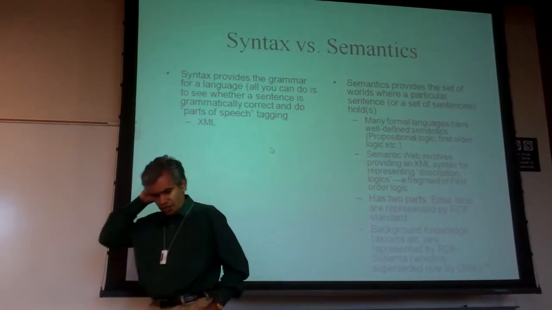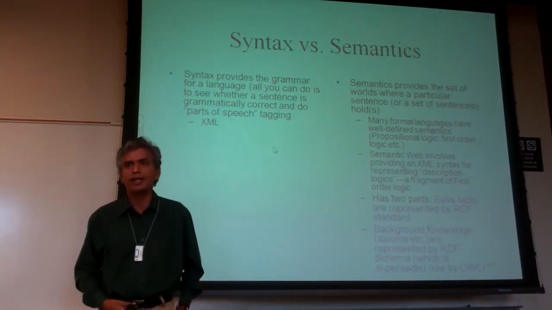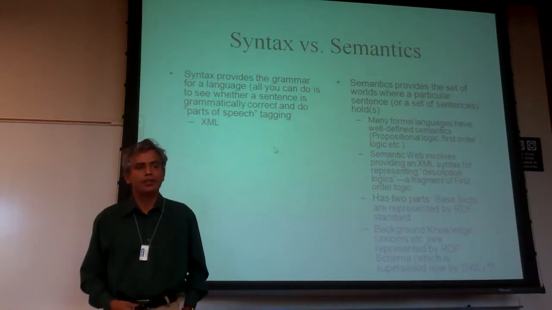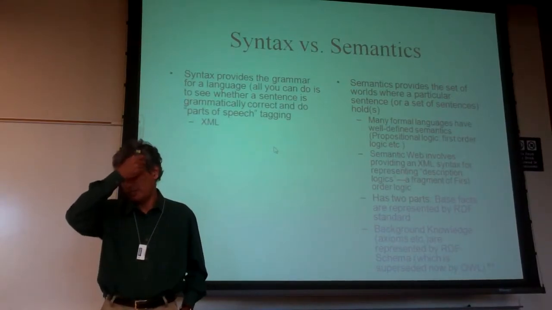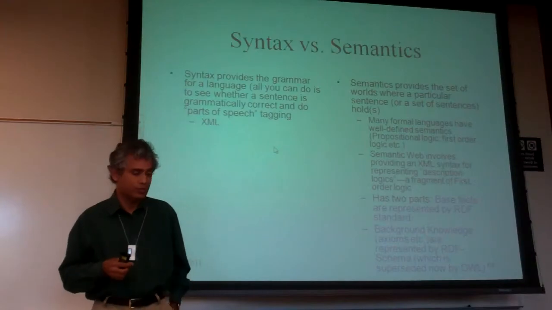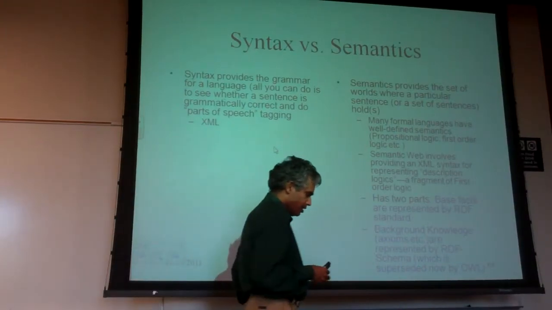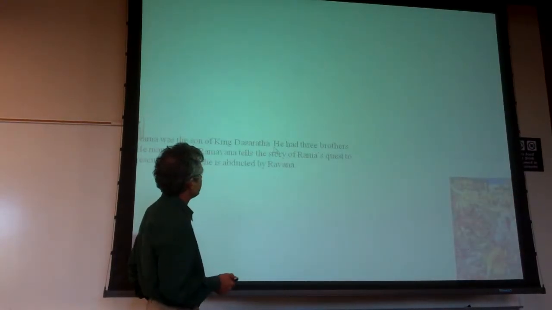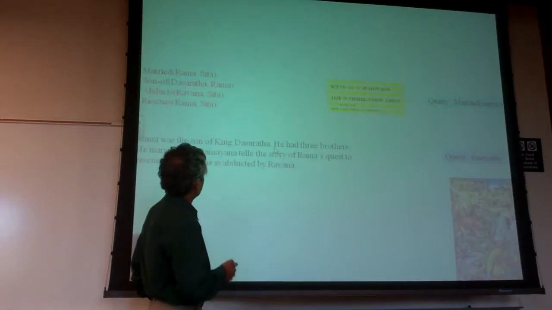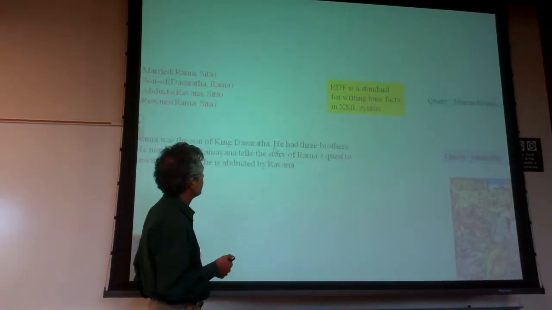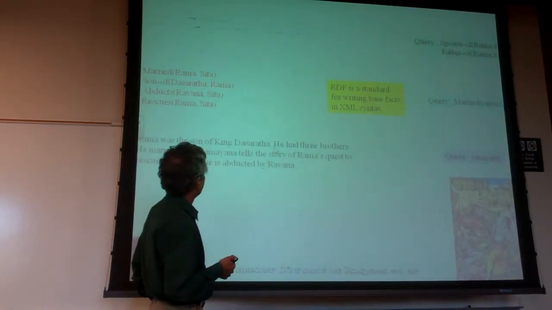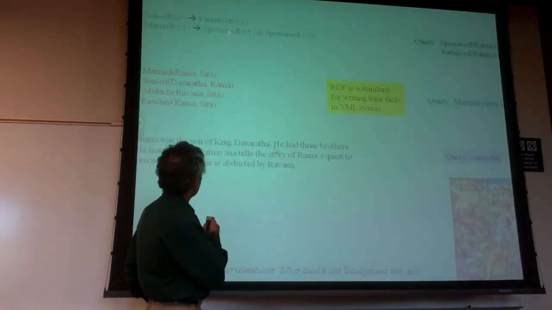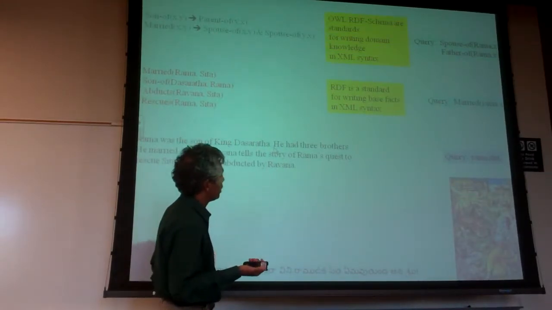In the first half, our first part, we'll basically look at RDF and OWL, or RDFS, which are the two semantic web standards. You use RDF for writing the base facts, and for writing the background knowledge, you use OWL.